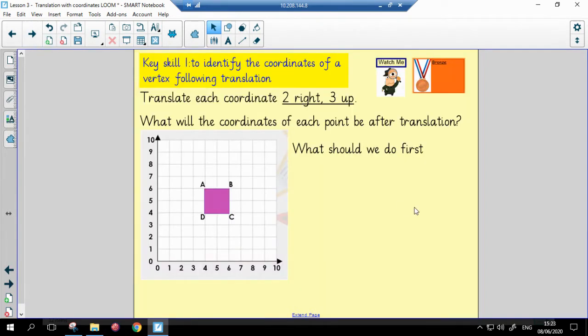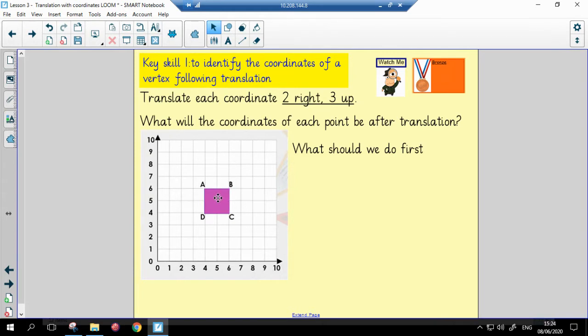So let's have a look at key skill 1. This question is asking us to translate each coordinate 2 right and 3 up. Then it's saying, what will the coordinates of each point be after translation? So what should we do first? Well, first of all, we need to translate the shape. Now, you can do that by translating each point 2 right and 3 up.